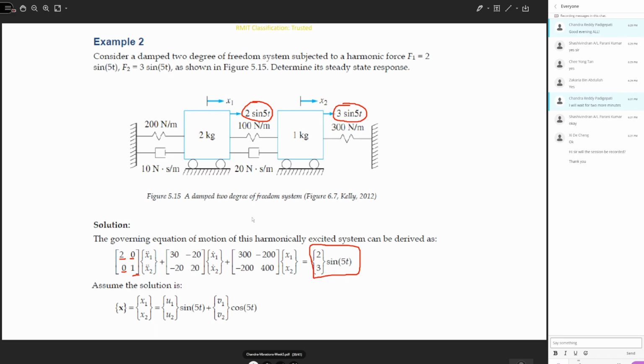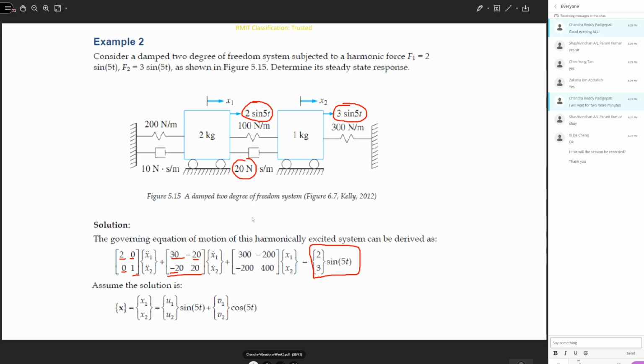So for the damper matrix, the first element will be C1 plus C2. So 10 plus 20, that is 30 here. Then minus C2, so minus 20. So here also minus C2, minus 20. Then C2 plus C3. So C3 is 0, so C2 plus C3 is just 20. So this is your damping matrix.